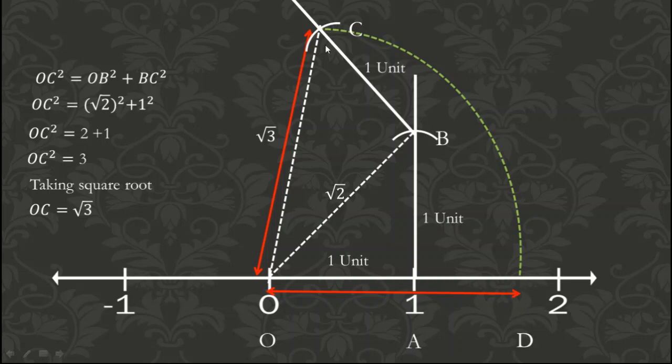So this length OD will be our required length, under root 3 units. So we can place an arrow to distinguish this. So this is the position of under root 3 on the number line. So this way we can easily represent under root 3 on the number line.